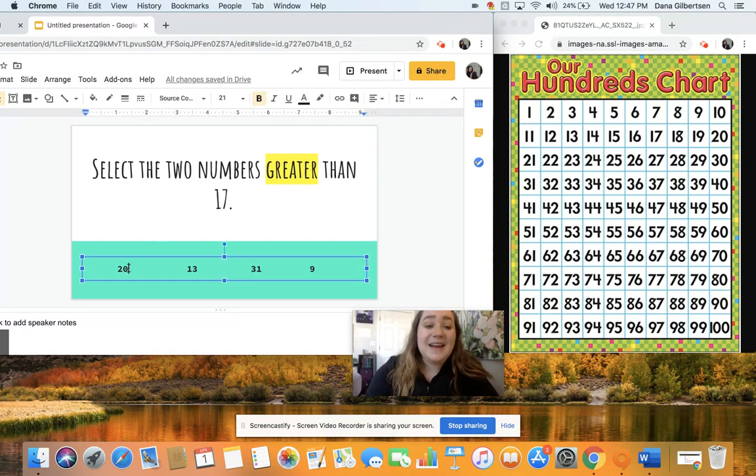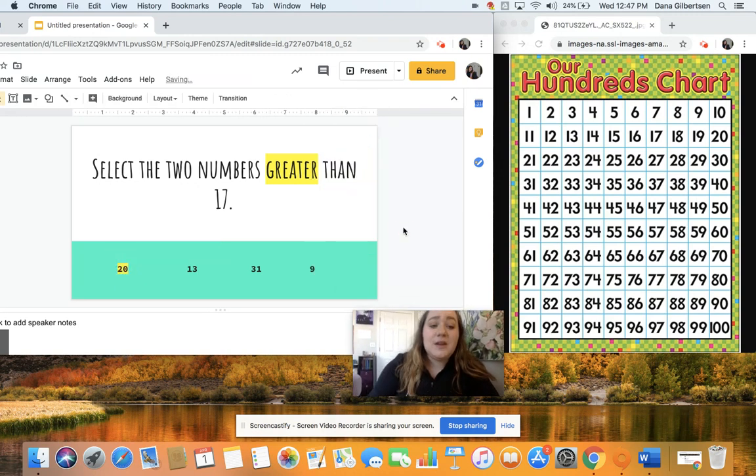Yes, so I can highlight it. That means that it is a number that is greater than the number 17. Good. My next one is the number 13. Go ahead, find the number 17 again. And now find the number 13. Good, you found it right here. Is 13 greater than or less than 17? It is less than because it's a smaller number. So can I pick that one? No, no way.